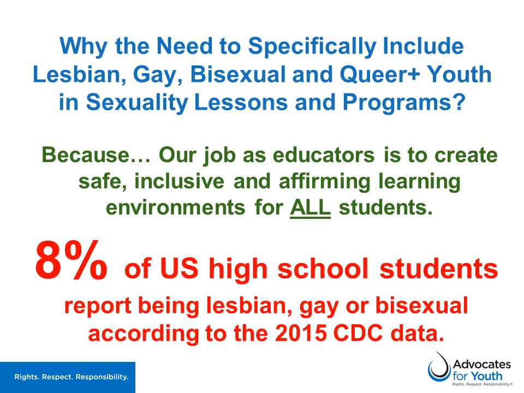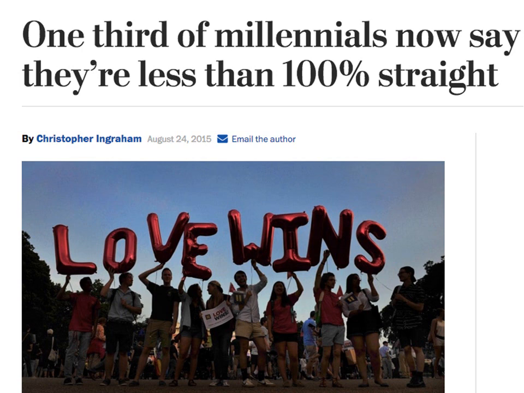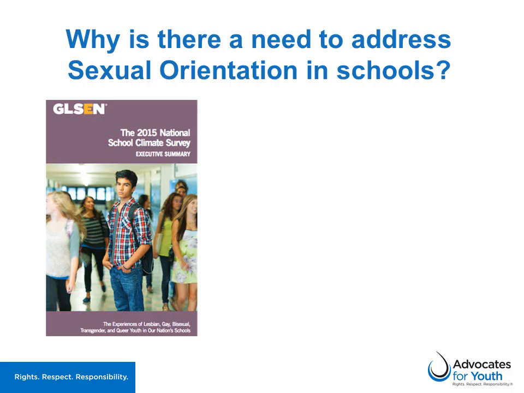And upwards of 8% of US high school students, according to the most recent data, have this identity. And we've seen those statistics really shift as the years go on. More and more millennials say that they don't identify as heterosexual, and it's important in schools in particular, according to the GLSEN 2015 National School Climate Survey.